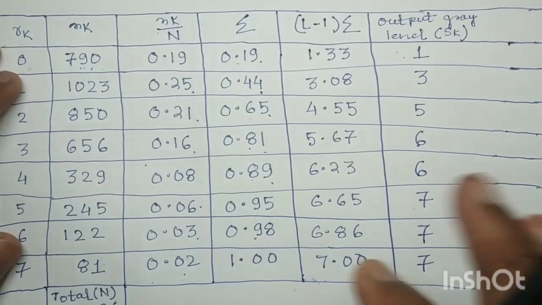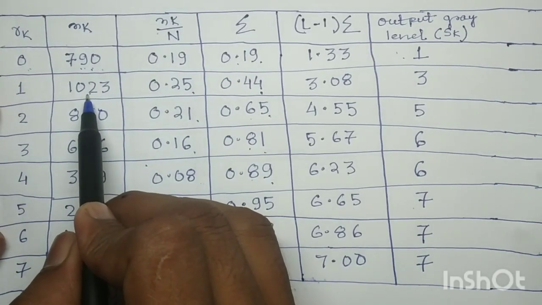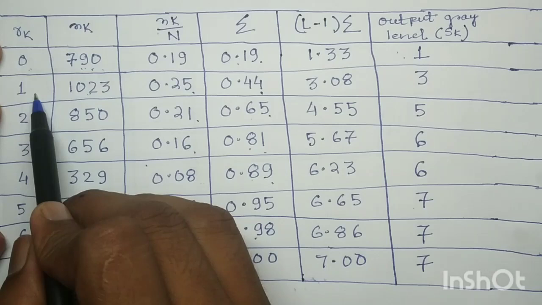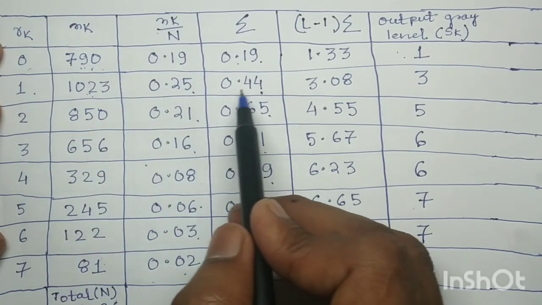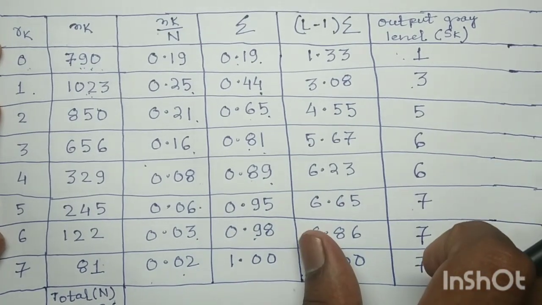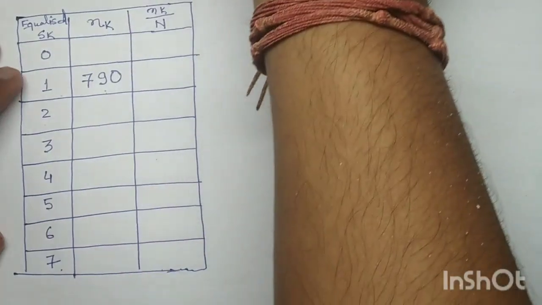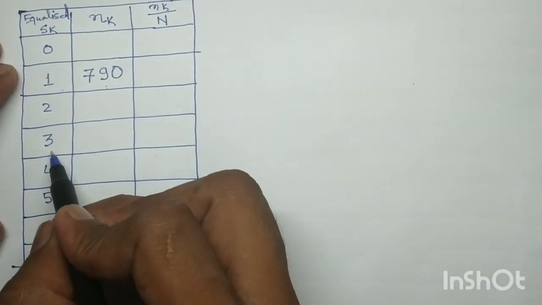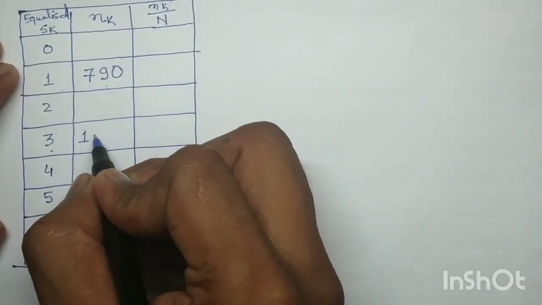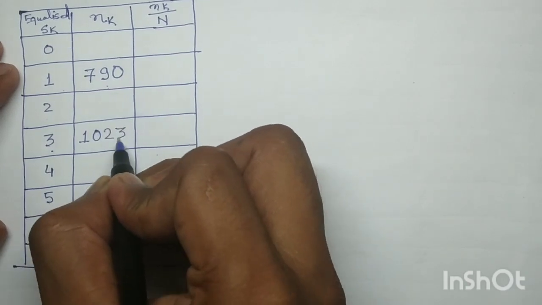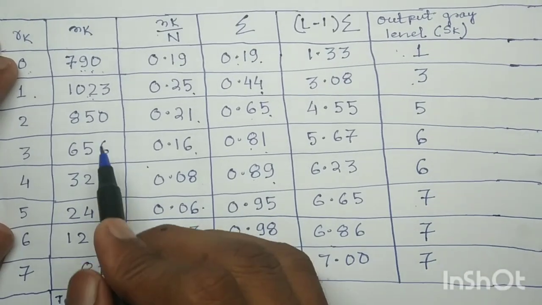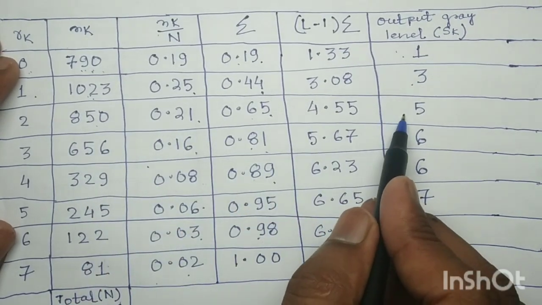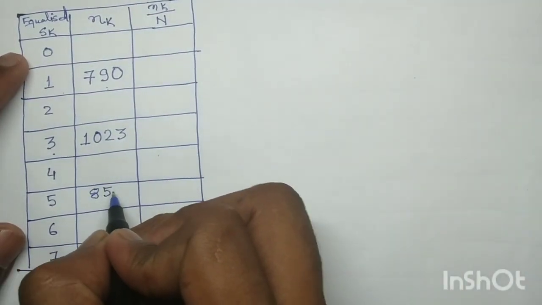Next, 1023 number of pixels in the input is assigned to the gray level 1. Now after performing the histogram equalization, 1023 pixels are assigned to the new gray level 3. So in my output image, the number of occurrences of gray level 3 is 1023. Next, 850 pixels are assigned to the new gray level 5.